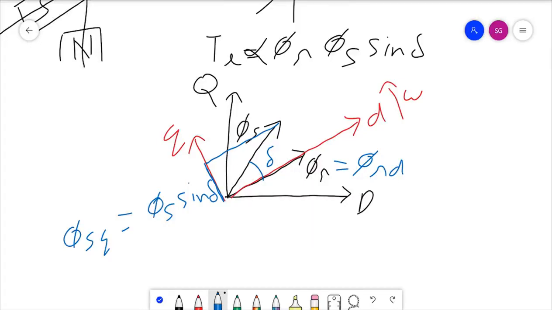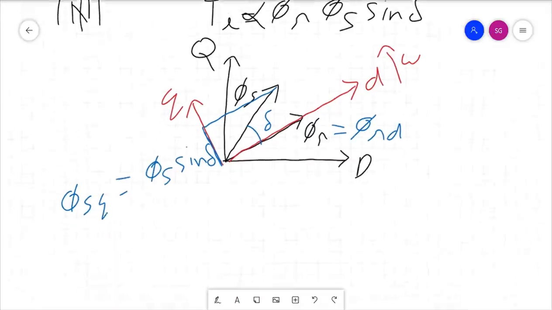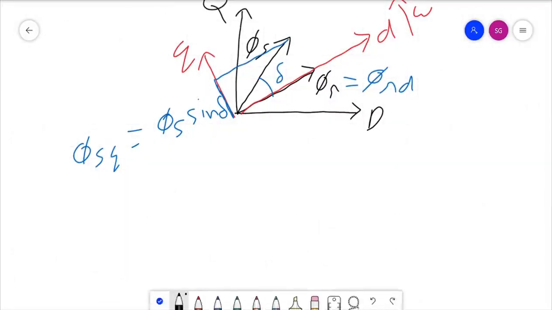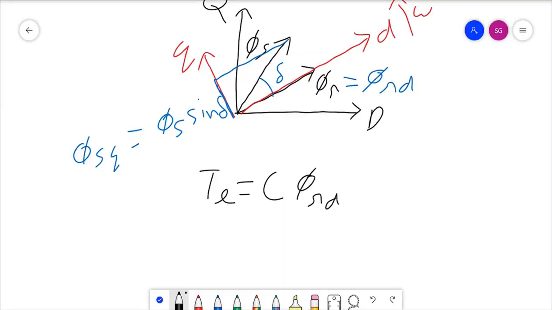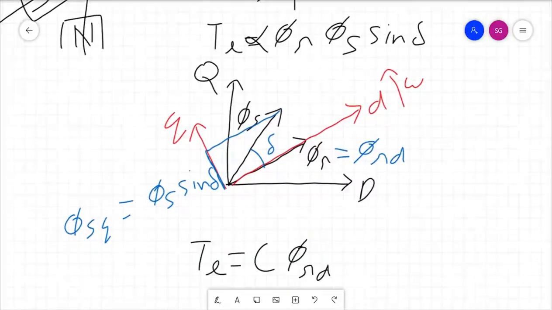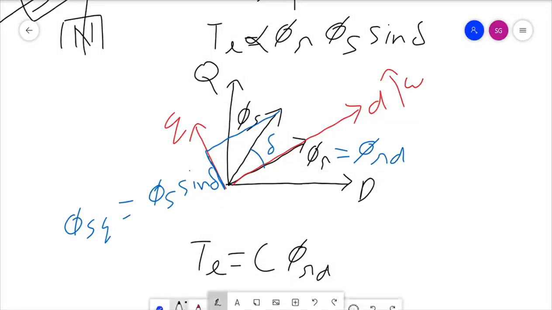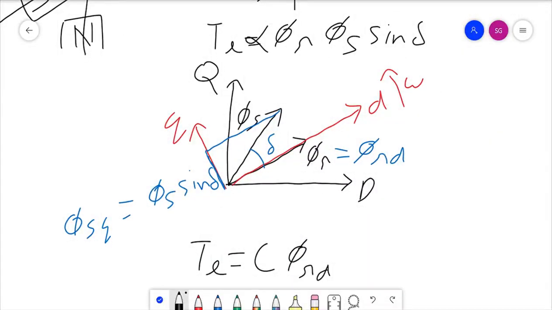So we can rewrite our torque equation as: torque is equal to, let us take a constant c, times phi r d, and what is the meaning? The meaning is phi s sine delta. So phi s sine delta is equal to phi s q.